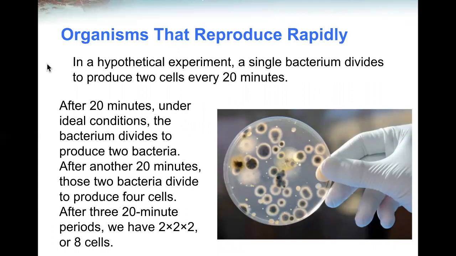In a hypothetical experiment, a single bacterium divides to produce 2 cells every 20 minutes. After 20 minutes, under ideal conditions, the bacterium divides to produce 2 bacteria. After another 20 minutes, these 2 bacteria divide to produce 4 cells. After 3 20-minute periods, we have 2 times 2 times 2, we have 8 cells.